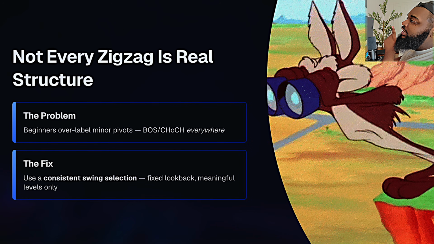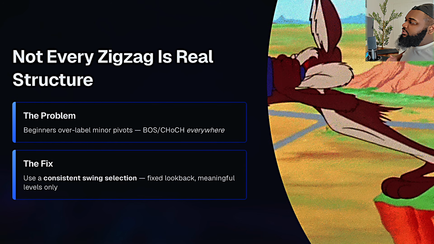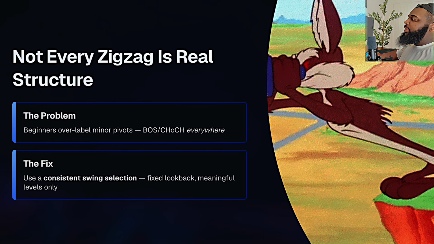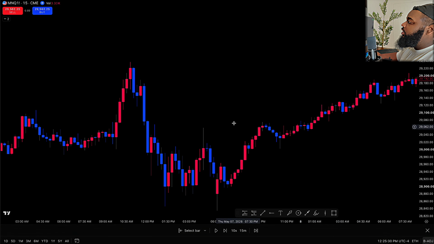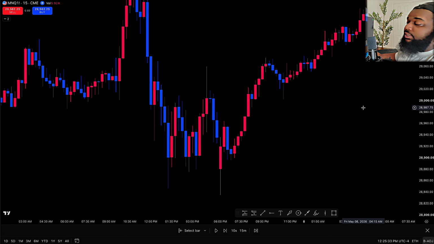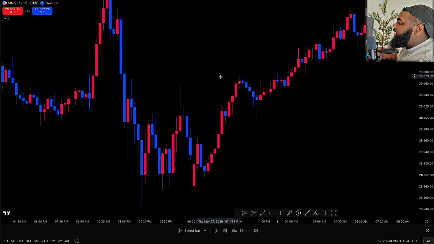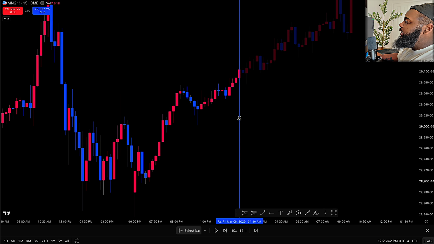So not every zigzag is a real structure. The problem is a lot of beginners over-label minor pivots. So let's go back really quick, because there was a lot of minor pivots in our chart. And that's how you avoid becoming liquidity and getting faked out in the markets when you guys are in a trade. So if you guys go, let's take it back like right here.